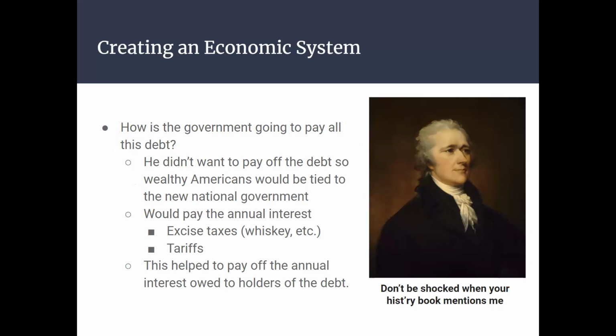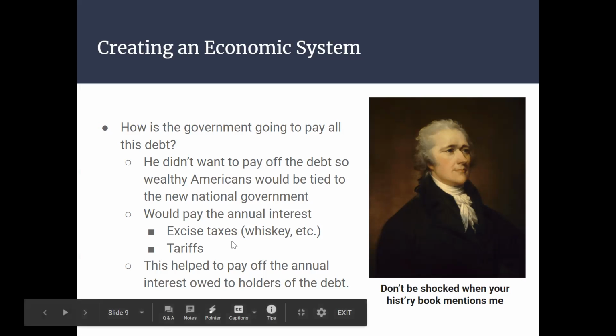So how is the government going to pay for all this debt? Well, he doesn't want to pay off the debt completely, so that way, wealthy Americans would be tied to the new national government. So he doesn't want it necessarily to be zero right now, but he does want to pay off the annual interest and pay down some of the loans through two ways.